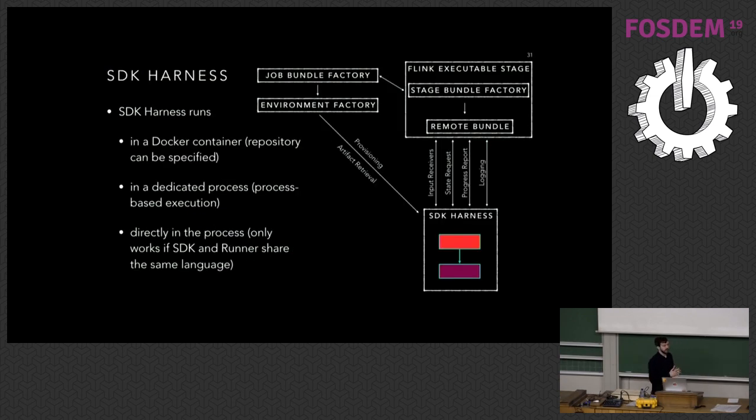How does the SDK harness work? First of all, the SDK harness needs to be bootstrapped somehow, right? What we typically do is we use Docker. We have an environment which contains all the dependencies, like my TensorFlow or my NumPy, and we just use this Docker image directly. We can specify that in the options. That's a really easy way of deploying, because you have an image registry and you just download that image automatically and start it.